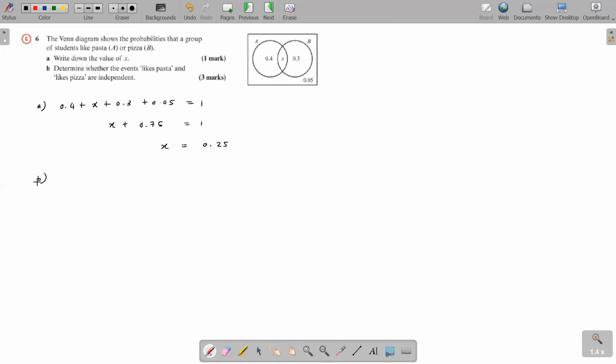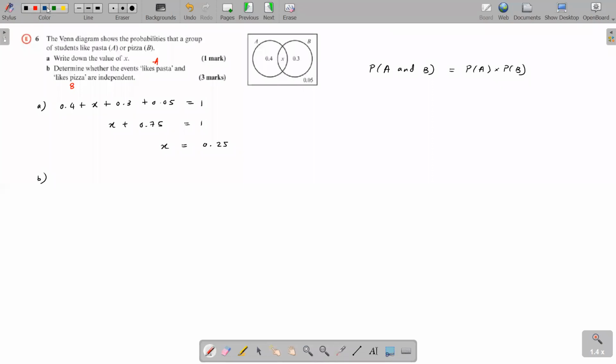So part B, determine whether the events like pasta and like pizza are independent. Now remember, like pasta is event A, like pizza is event B. If the events are independent, what's the rule? We just learned if 2 events are independent, probability A and B should be equal to probability A times probability B. If this equation is true, then events A and B are independent. If it is not true, then they are not independent. It means they have some kind of a dependency.